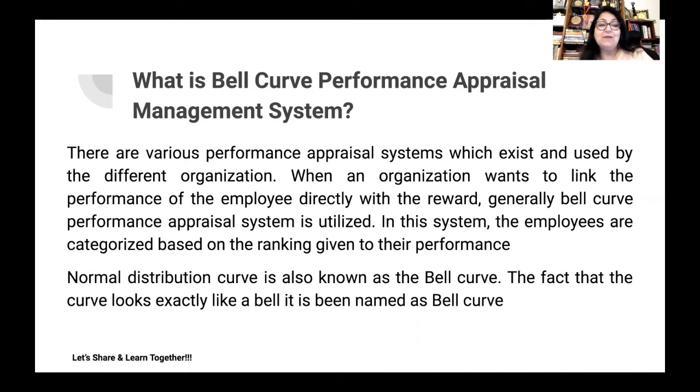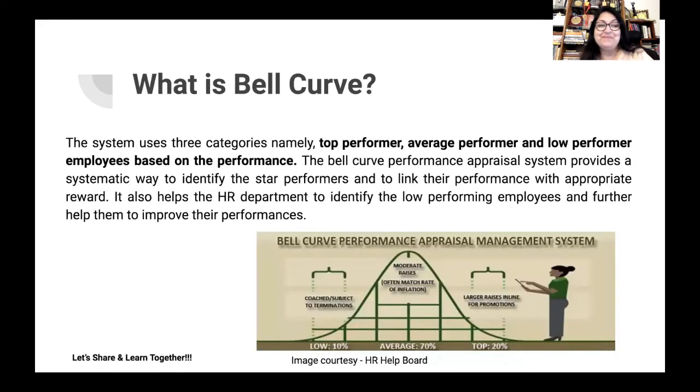In this system, the employees are categorized based on the ranking that is given to their performance. And since the normal distribution curve is also known as the bell curve because it looks like a bell, this performance appraisal is also called the bell curve performance appraisal system. So, what really is the bell curve and how does it look? As you can see from the picture on the visual, the performance appraisal system categorizes employees in majorly three categories. Number one, the top performer, then the average performer, and then the low performer employees based on their performance.